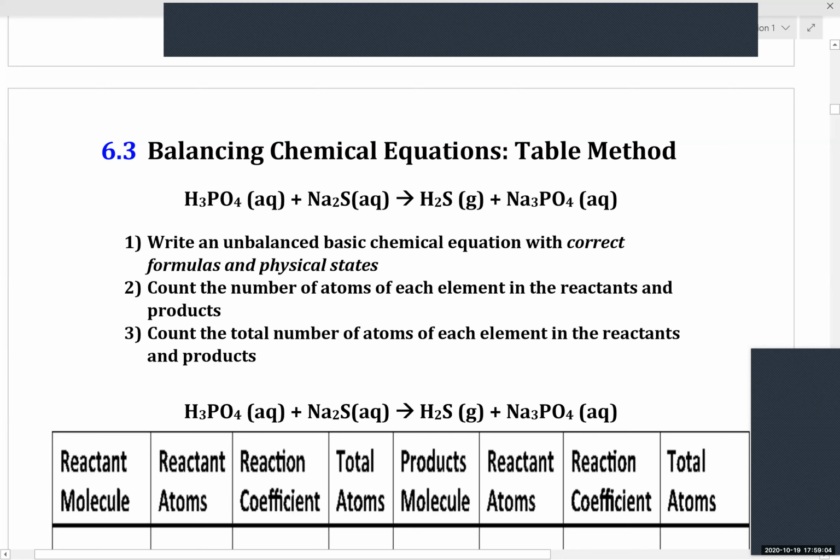Now, I just want to be 100% clear on this. You can balance chemical equations using any method that you prefer. Whichever method you find easiest or that works for you, that's the method that you likely should want to use. I'm just going to present this alternative method for balancing equations and this other way of organizing your thoughts, because as I found, some students really like this method. Some students personally would prefer the method that we used earlier on in this chapter.